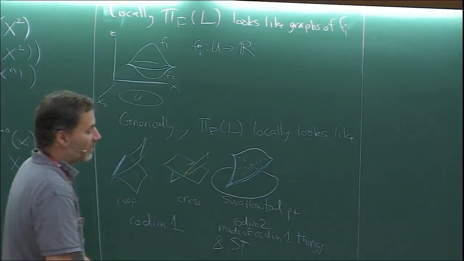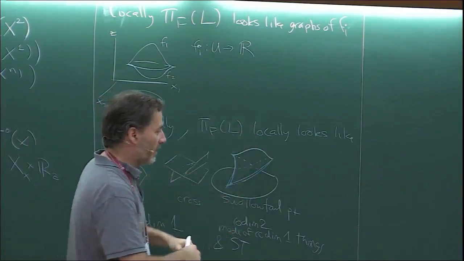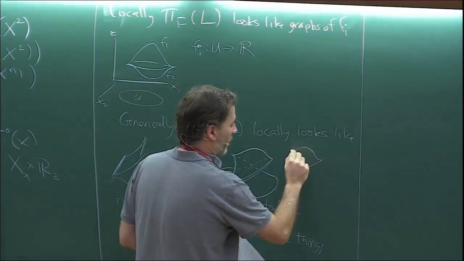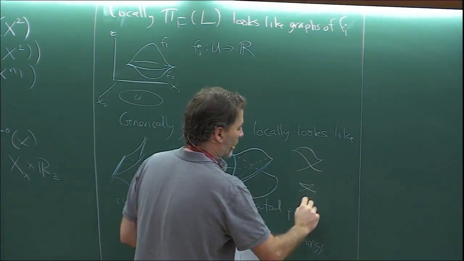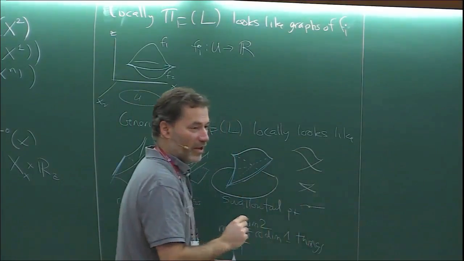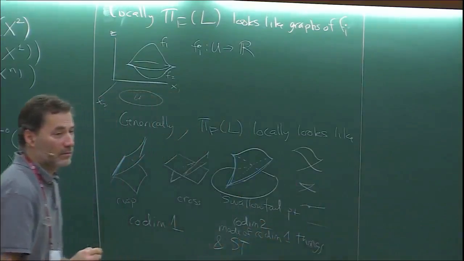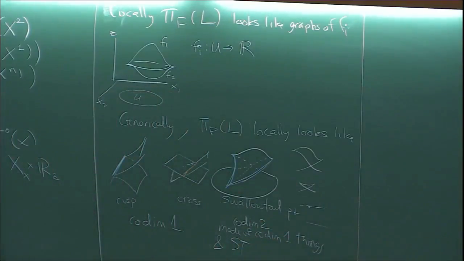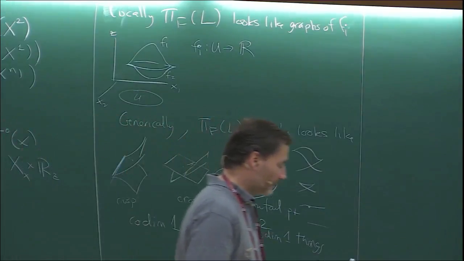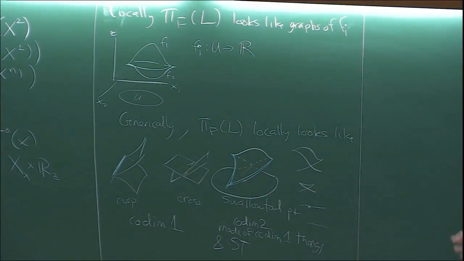Another way to see this is looking at one-dimensional slices, and you have something like this, a little cubic degeneracy, and then nothing. So we call that a swallowtail or dovetail point. Okay, so these are the kinds of singularities.